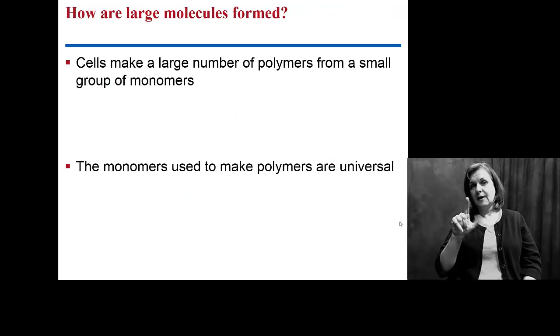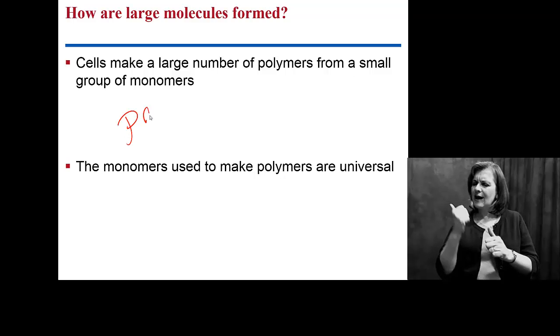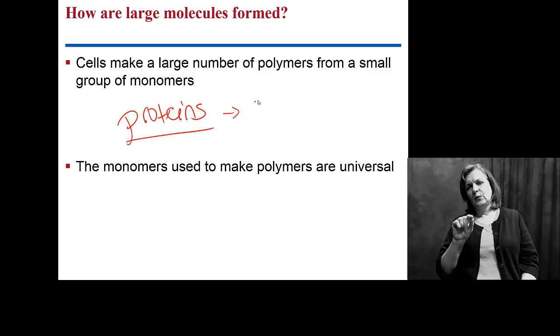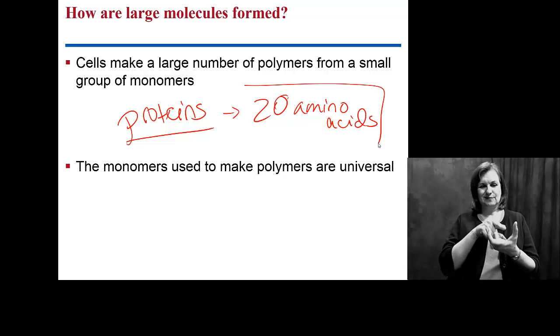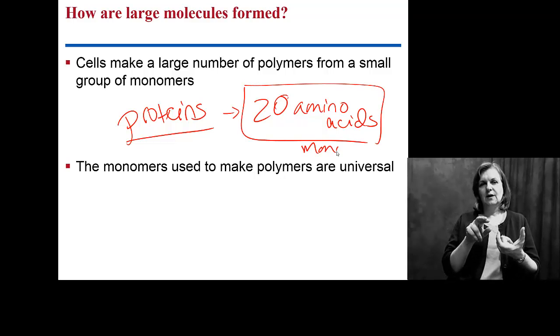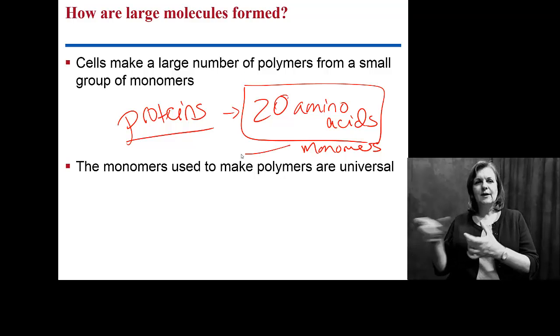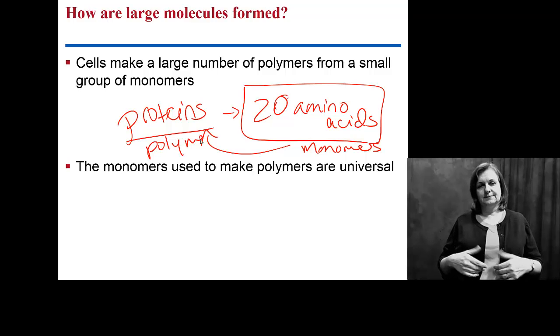So when we look at building these polymers, for example, all of the proteins in your body, every single one of them, are made from 20 amino acids. So we take those amino acids, which are the monomers, and we put them together in different combinations to build all of the proteins, polymers, in your body.